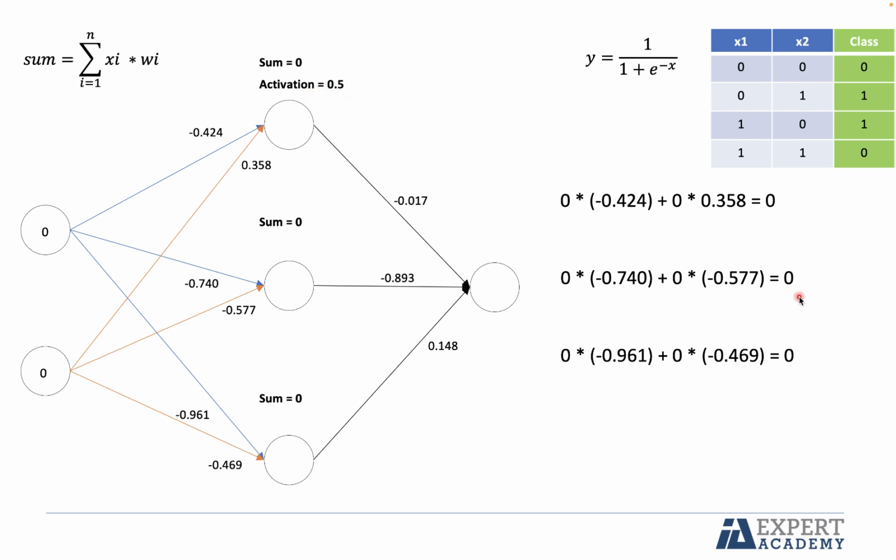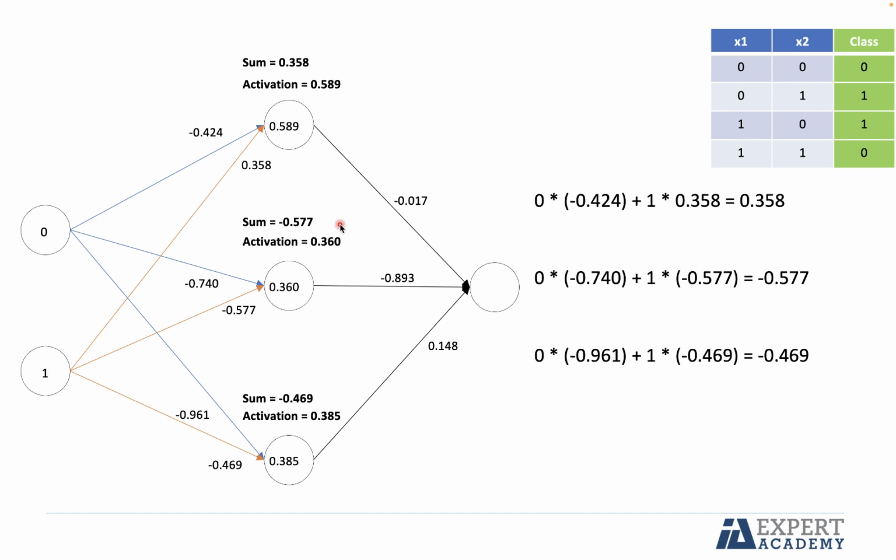Now we need to send the second value. The activation is also 0.5. And finally, 0.5 for the third neuron. This is the first part of the calculation. We can put here 0.5, 0.5, and 0.5. Now we need to move on to the next row, 0 and 1.